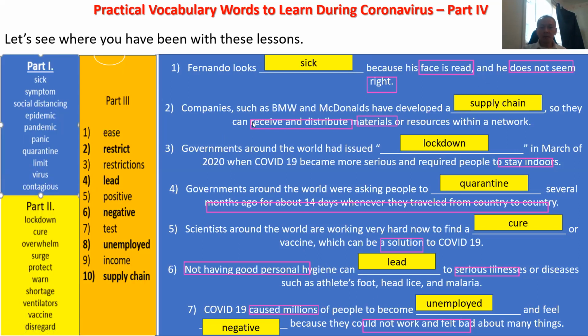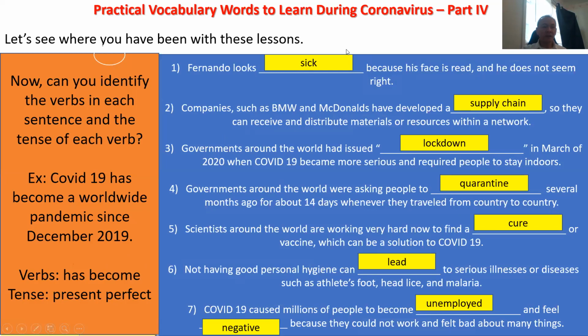So the next part, I want you to be able to identify the verbs in each sentence and tell me the tenses of the verb. For example, COVID-19 has become a worldwide pandemic since December 2019. So, has become is the verb. Well, COVID is still continuing and happening right now, okay? So therefore, it's not something that is finished.